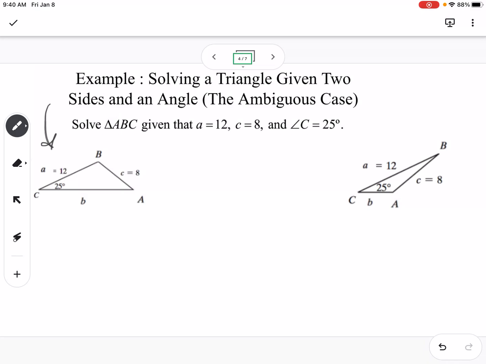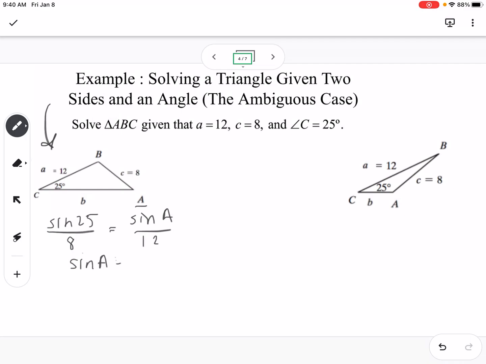So we're going to draw this triangle, and then I'm going to start by trying to find angle A. Okay, so I could set this up as sine of 25 over 8 is equal to sine of A over 12. Now this one's going to be a little bit different because you're going to take sine of 25 times 12, and then you're going to divide it by 8. And you're going to get a decimal, a small number. But remember, we're solving right now for sine of A.